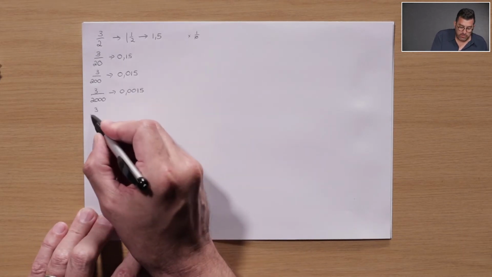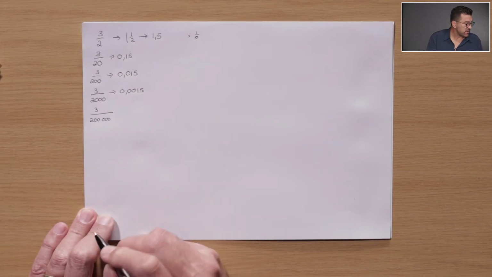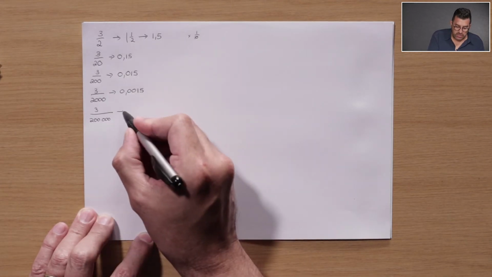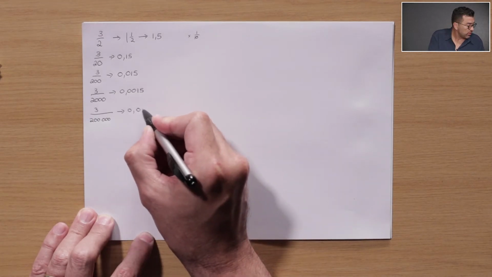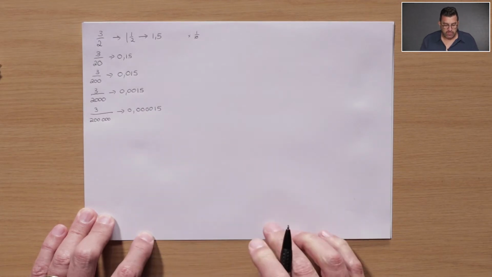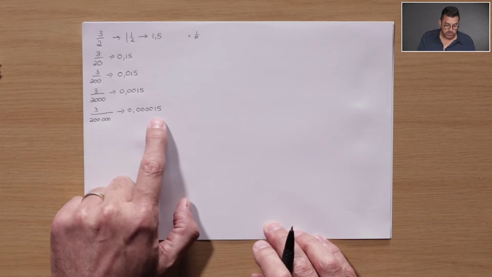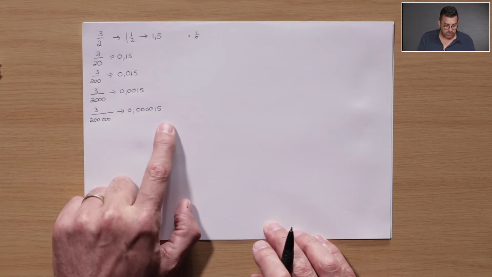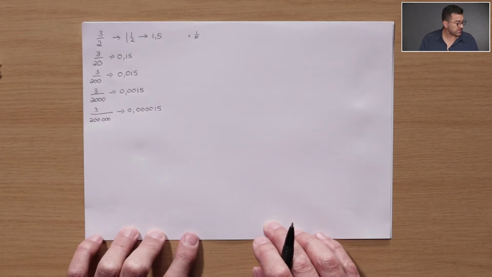Let's jump a few and let's go to 3 over 200,000. Now punch it into your calculator and you'll see you get 0.00015. Now that is pretty small in my book. That's getting closer and closer to 0 as we increase our denominator by factors of 10.